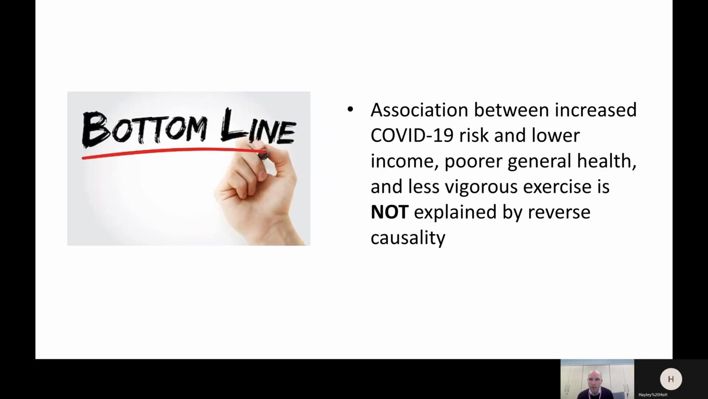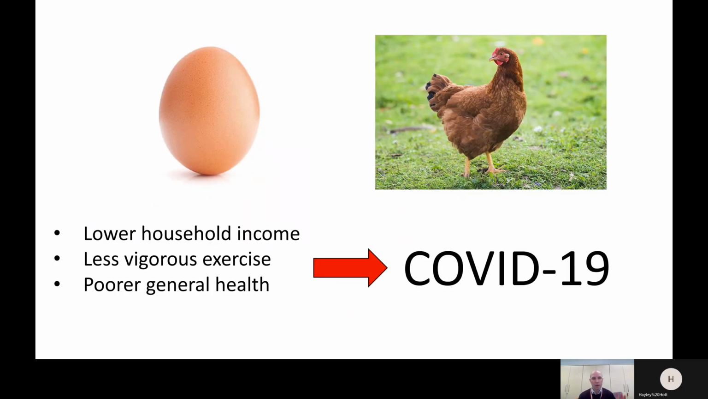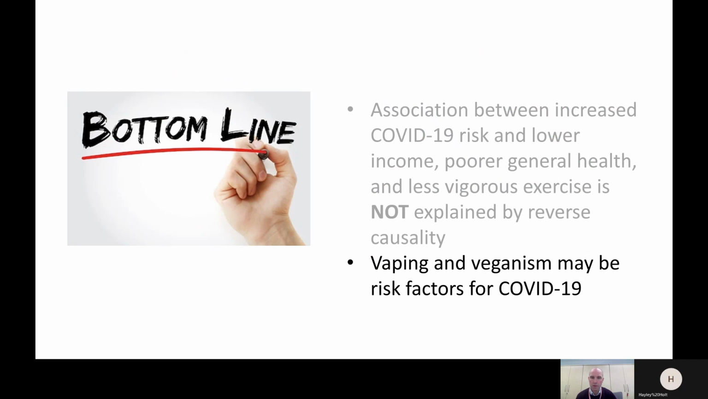So what's the bottom line here? What we can say now is that the association that we previously showed between increased COVID-19 risk and lower income, poorer general health, and less vigorous exercise cannot be explained by reverse causality. In other words, we can say with confidence now that these three risk factors predate the onset of COVID-19 and they're not happening as a consequence of disease. What we can also say for the first time is that we've identified some brand new risk factors, vaping and veganism, which may increase risk of COVID-19.